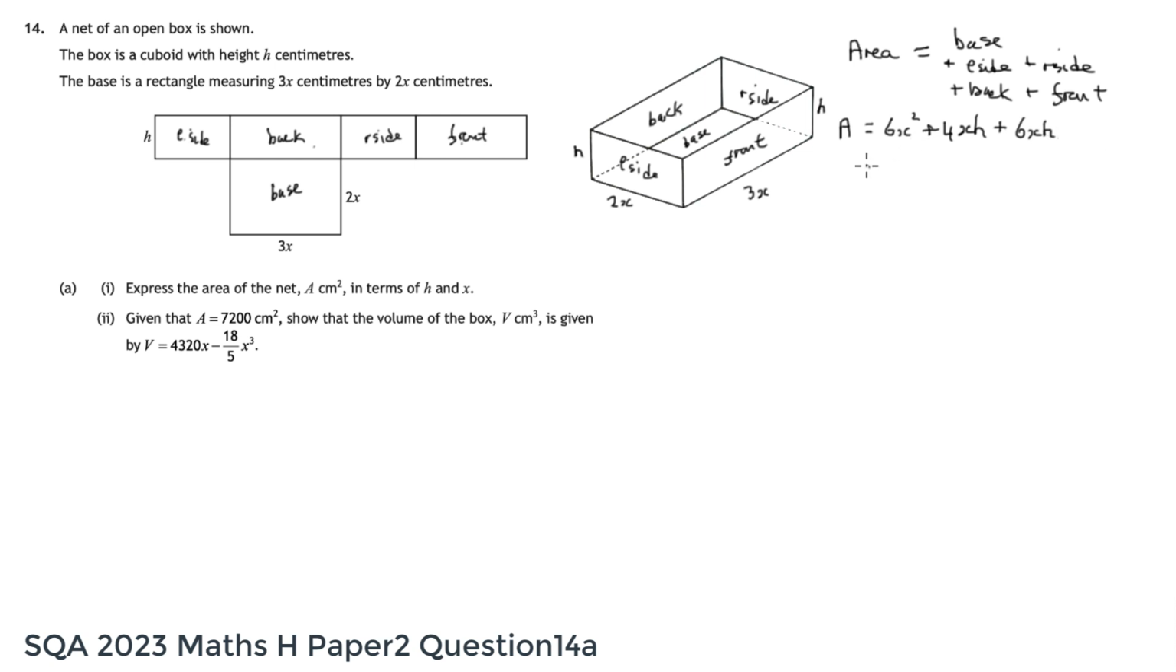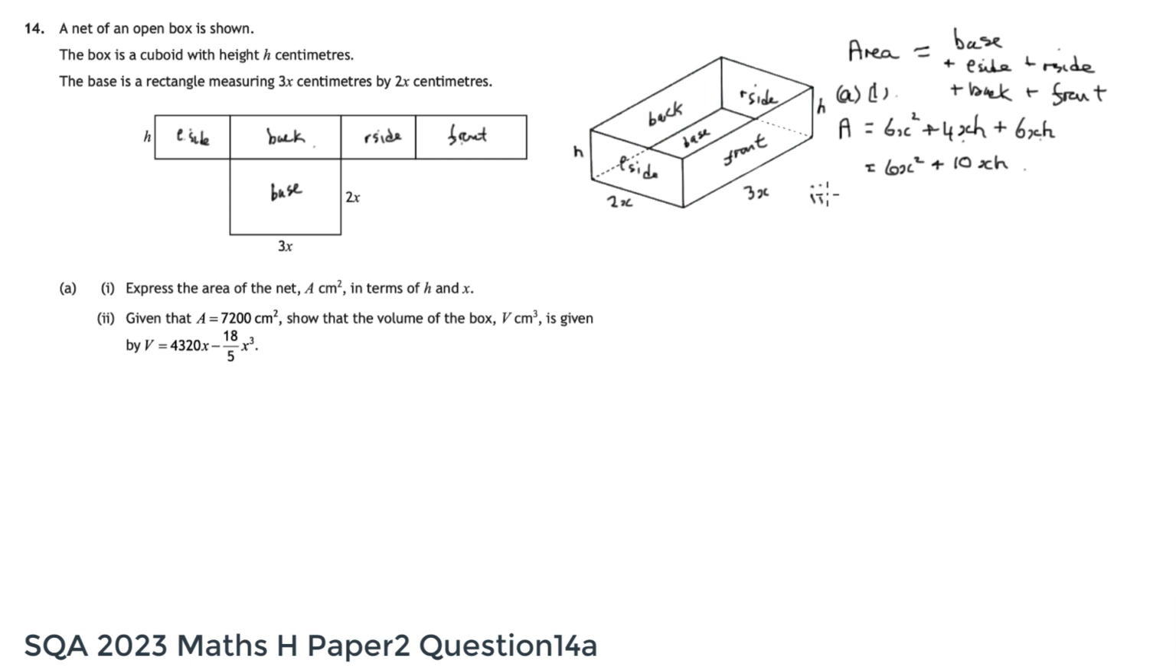Now we can simplify this by adding the two like terms there. A 4xh plus a 6xh is 10xh. So that's our formula for the area. So that's part A, first part of A.